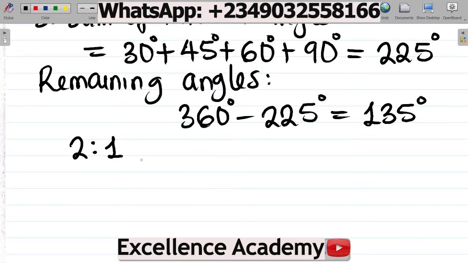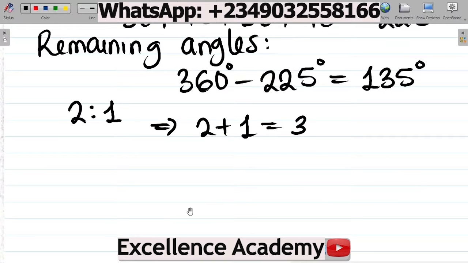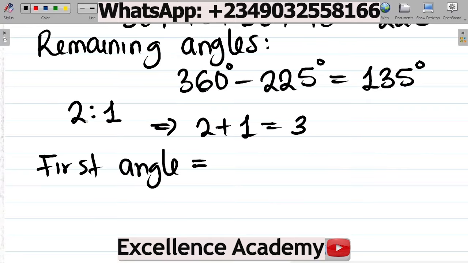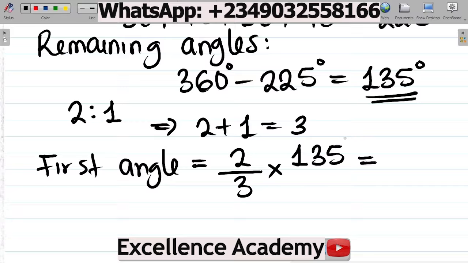To calculate the two remaining angles, all you have to do is sum up their ratios. 2 plus 1 gives you 3. So the first unknown angle will be equal to 2, the number here, all over the sum, which is 3, times the remaining angle, as we can see here. So times 135.